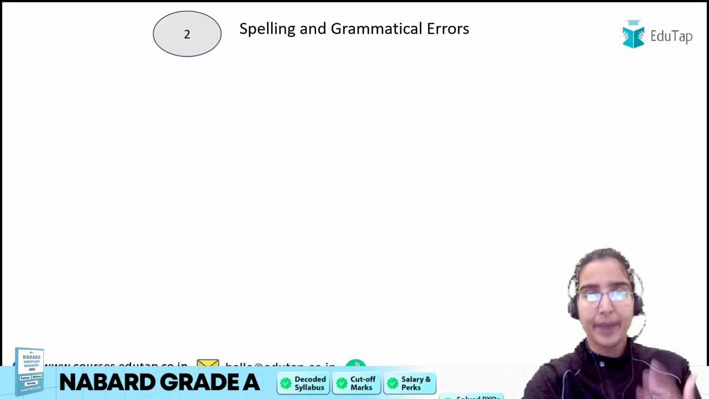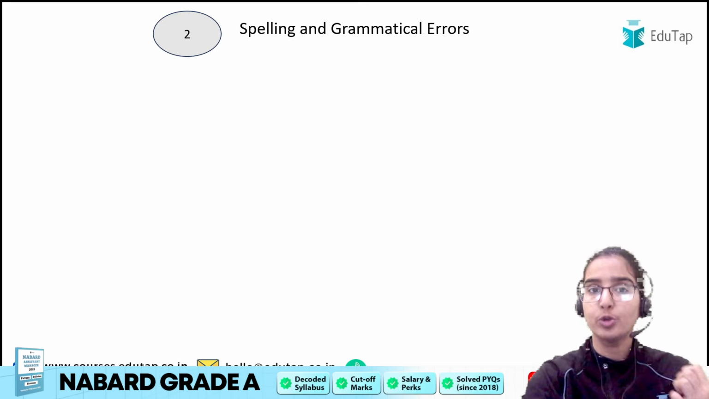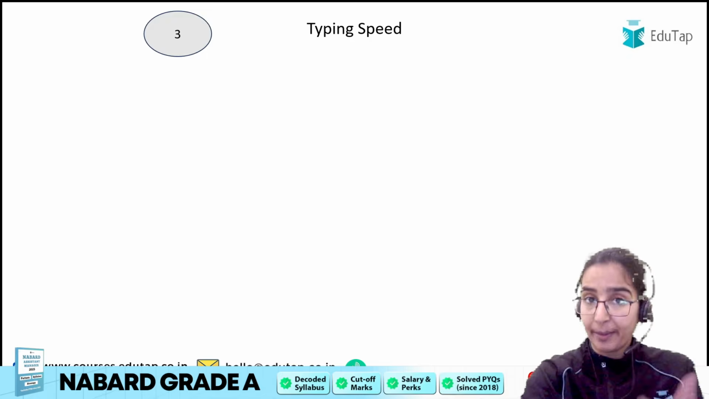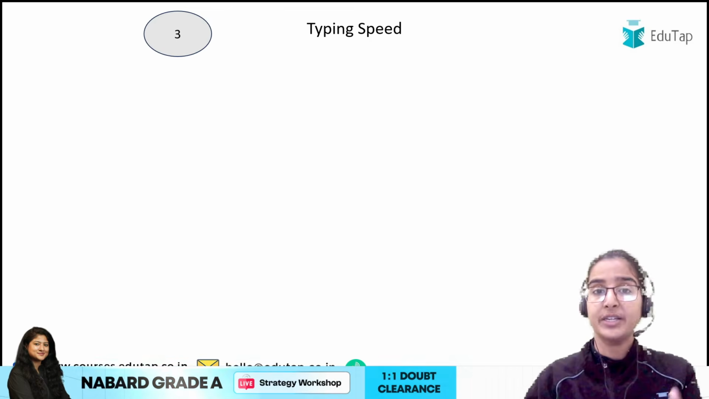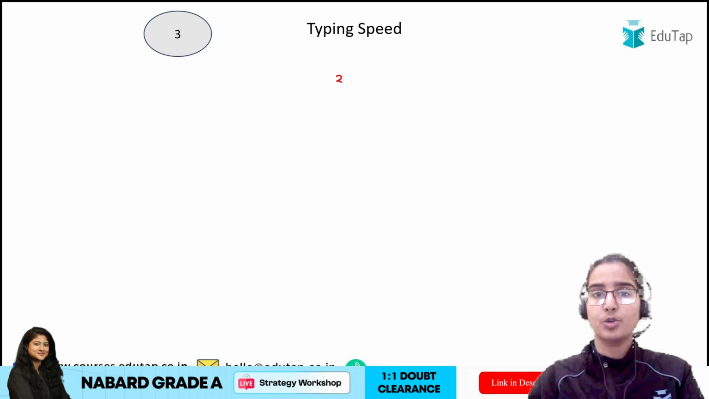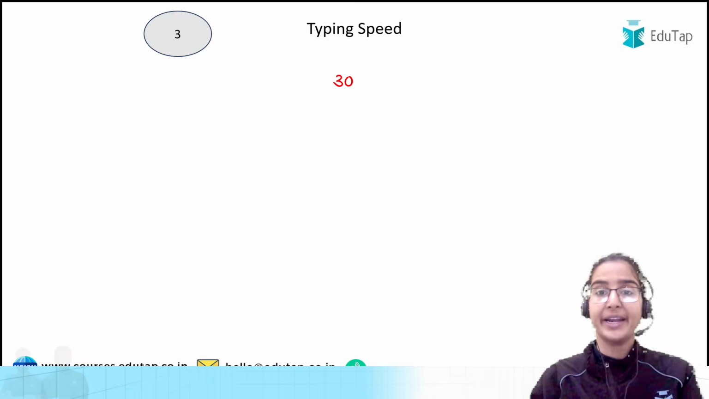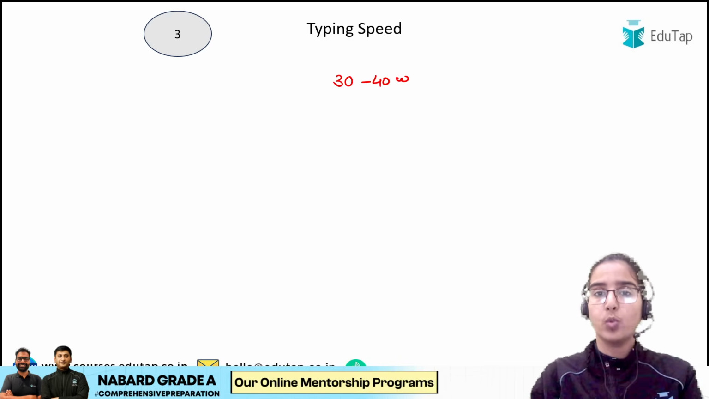Third is start practicing, and while practicing, take care of few things such as spelling and grammatical errors. Coming to the typing speed, students. First of all, a lot of students ask what should be a typing speed. So students, your typing speed should be ideally 30 to 40 words per minute, right?